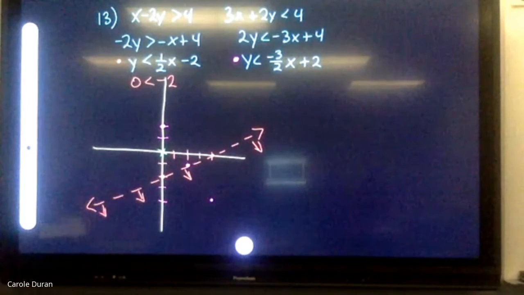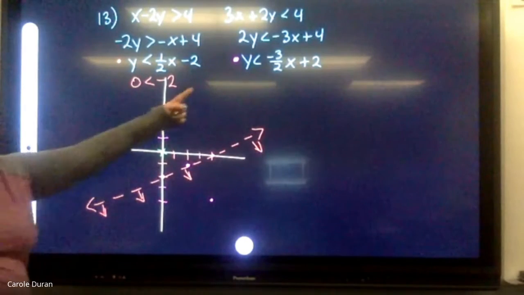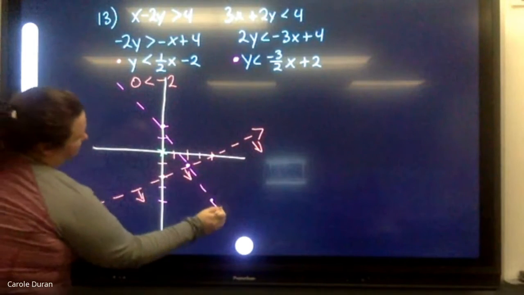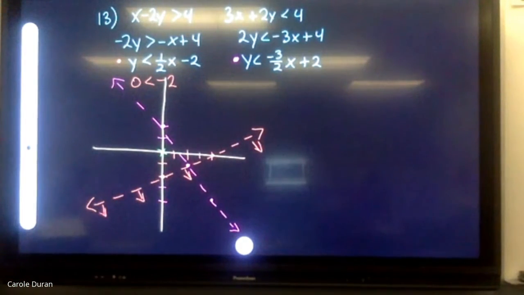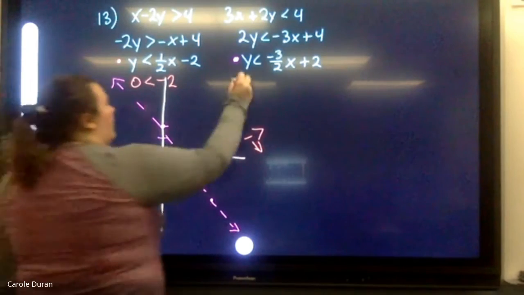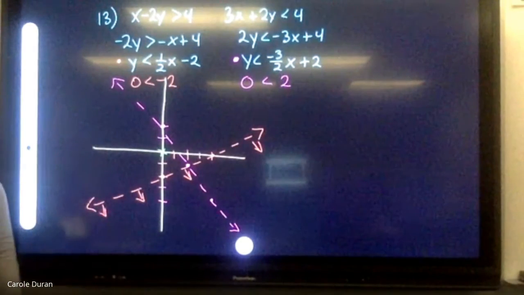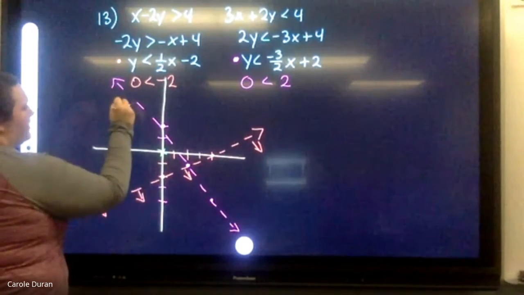Am I using a solid line or a dotted line for this line? Dotted, because it's still a single inequality. And then just like before, I'm going to plug in 0, 0 for x and y. When I do, I get 0 is less than 2. Is that true? Yes. So from this pink line, I'm going to shade toward my green x.